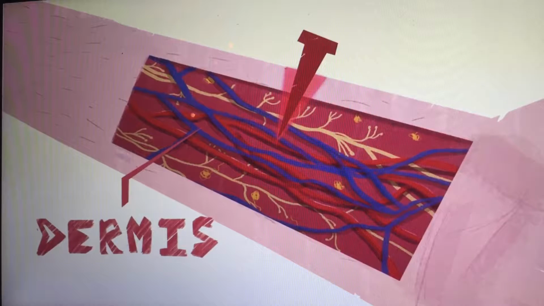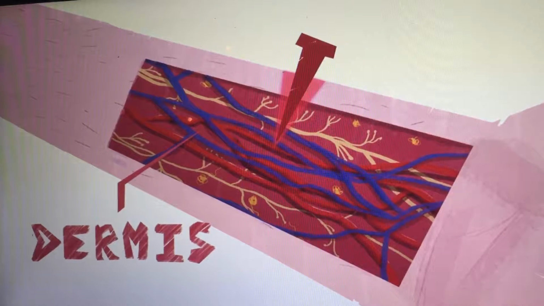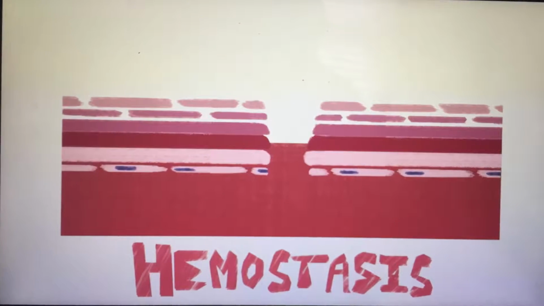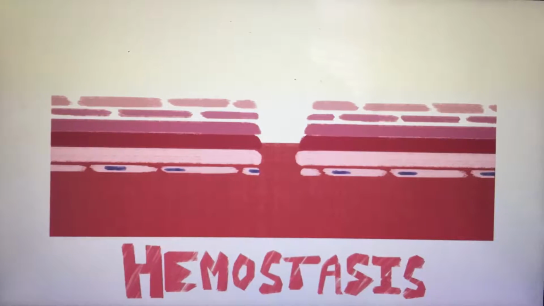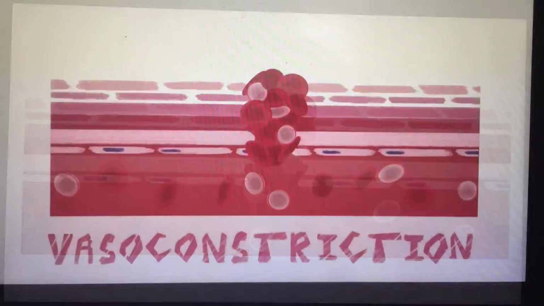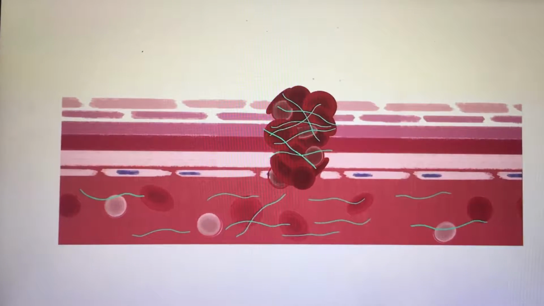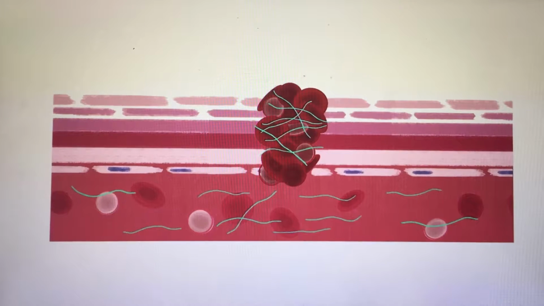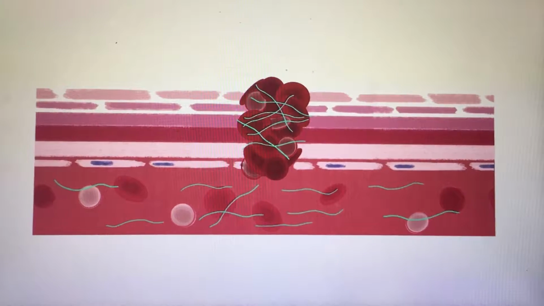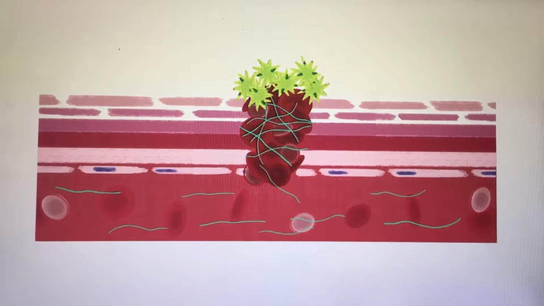Sometimes a cut is so deep into the dermis that it causes the integumentary system to trigger the 4 stages of the regenerative process. During the first stage, hemostasis, blood vessels tighten to minimize bleeding, known as vasoconstriction. And then, a protein called fibrin creates cross links across the skin, preventing blood from flowing out and bacteria from coming in.